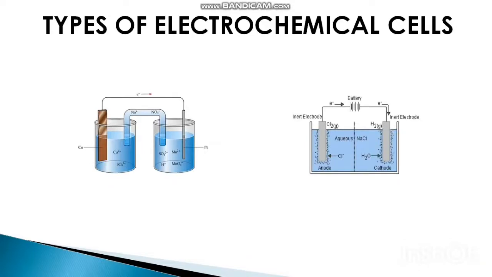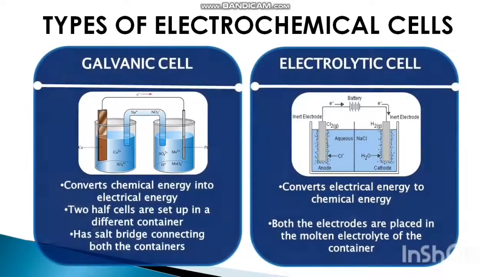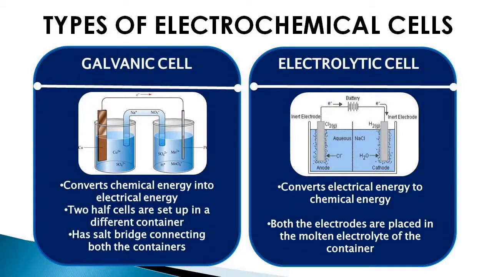Types of electrochemical cells. The difference between galvanic cell and electrolytic cell. Galvanic cell: converts chemical energy into electrical energy. Two half cells are set up in different containers. Has a salt bridge connecting both the containers. Electrolytic cell: converts electrical energy to chemical energy. Both the electrodes are placed in the molten electrolyte of the same container.